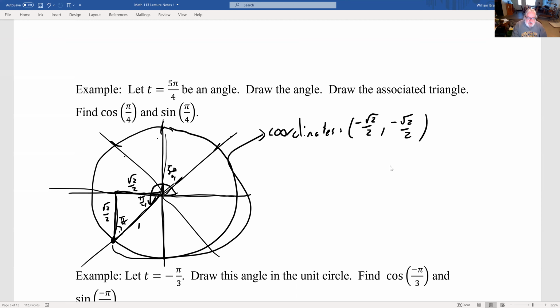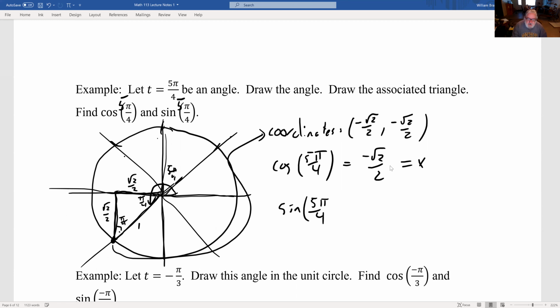So what's the cosine of 5 pi over 4? This is supposed to be 5 pi over 4 here. Must have cut and pasted from the previous one and forgotten to change that. That equals minus square root of 2 over 2, because that's my x coordinate. Sine of 5 pi over 4 is minus square root of 2 over 2, because that's my y coordinate.